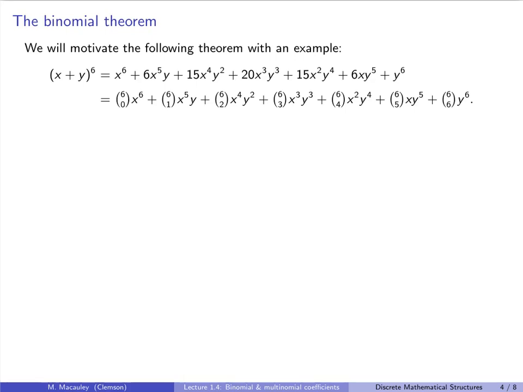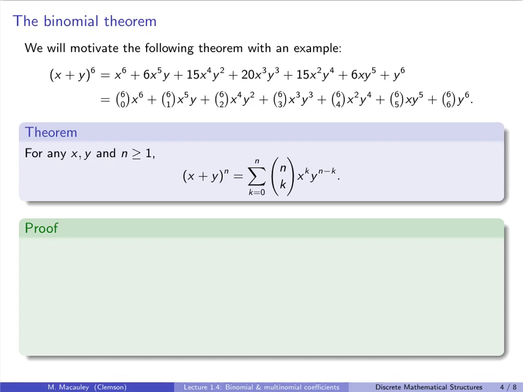So let's formalize this. We'll call it a theorem. It's for any variables x and y and n at least 1. I think it holds for n equals 0 too, but it's pretty trivial, so we'll just focus on this. x plus y to the n. Well, if you multiply this out, you get a whole bunch of terms, and notice that the exponents add up to n, so 6 plus 0, 5 plus 1, 4 plus 2, 3 plus 3, and so forth. So you get a whole bunch of terms of the form x to the k, y to the n minus k, because these add up to n. And the coefficient of this is n choose k.